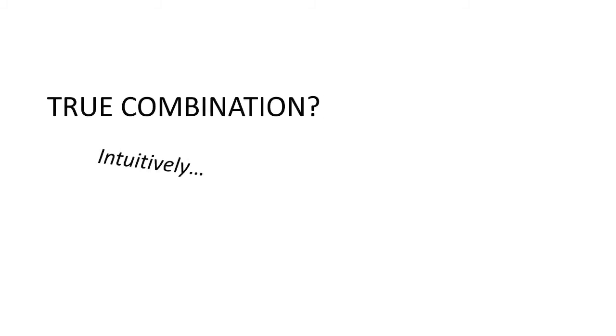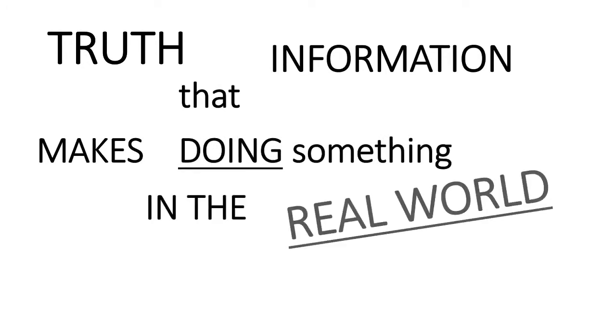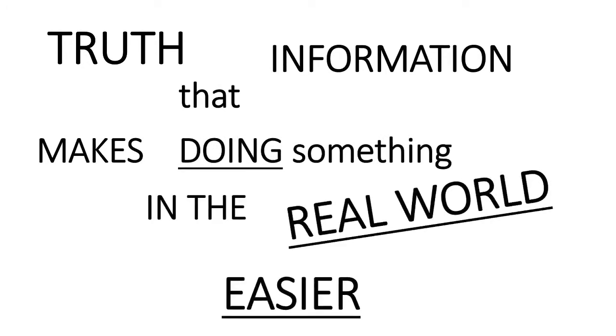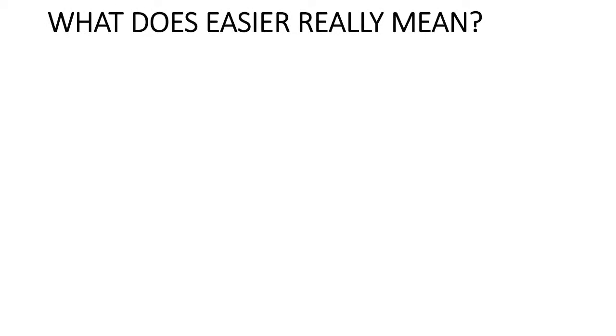So, what is the true lock combination intuitively? Intuitively, it's the information that allows you to open the padlock, right? Truth is information that makes doing something in the real world easier. A combination is truth because it makes opening the padlock easier. How to formally define easier? Does this concept of easier connect with something else in the real world?